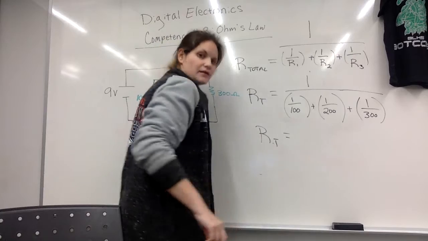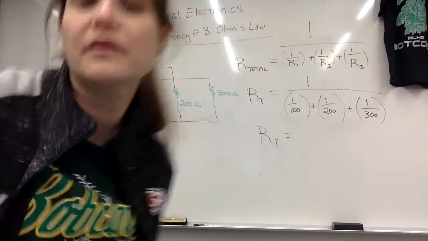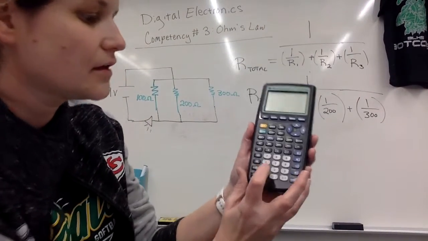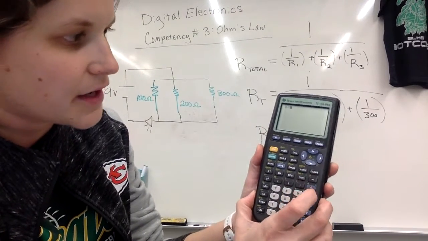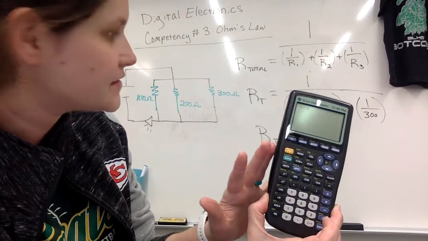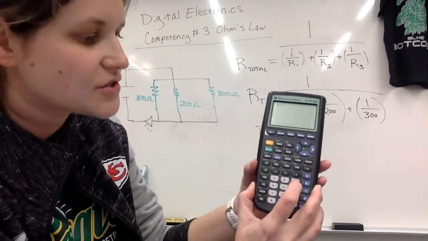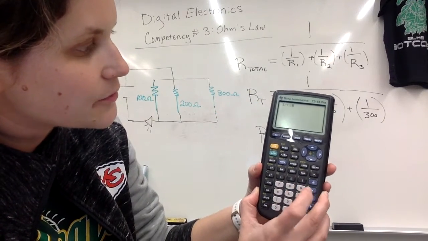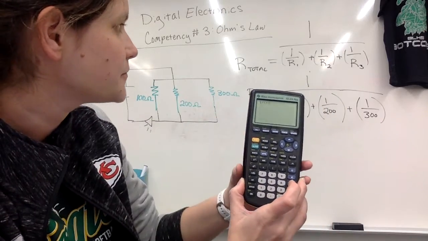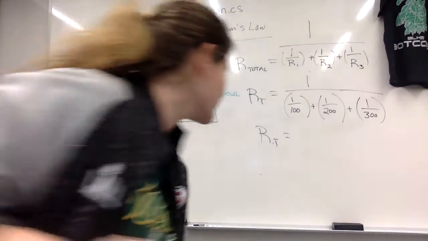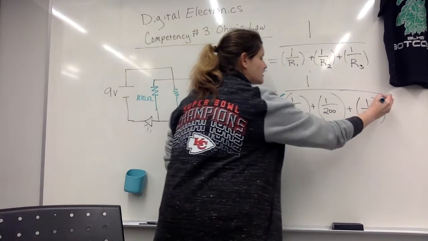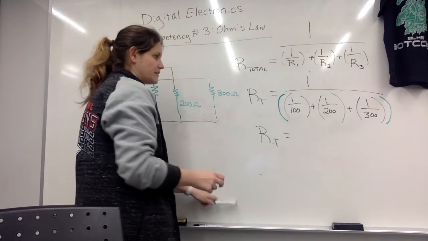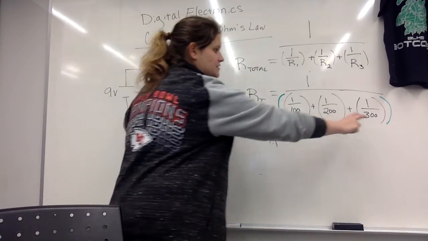All right, I'm going to type that into my calculator. I'm going to do 1 divided by, and then in parentheses, I'm going to put parentheses around that first section as well. Basically, everything that's under the division sign is getting an extra set of parentheses around it. That's why I have double parentheses at the beginning and end of this.